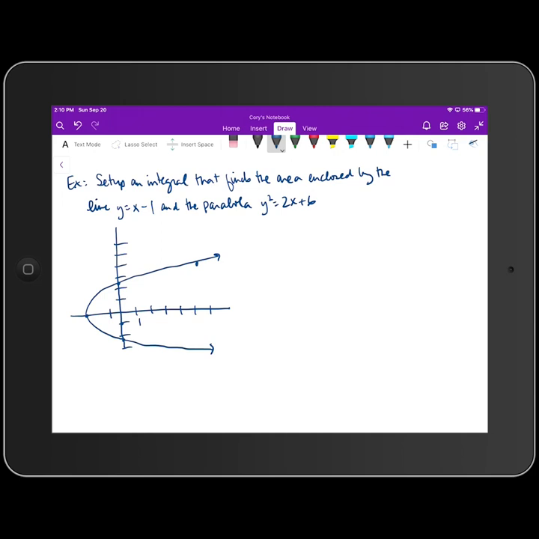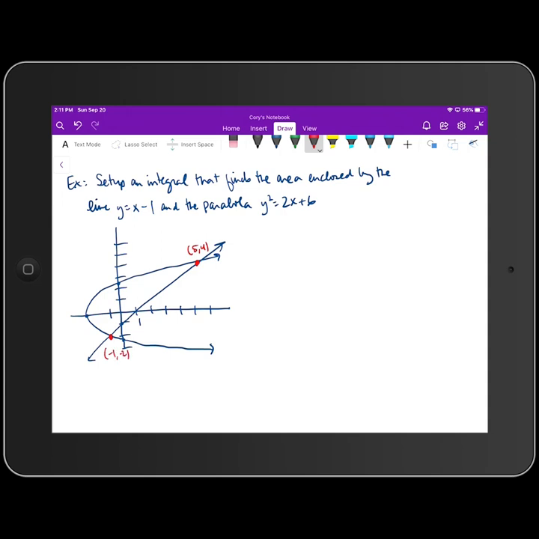Okay, and then we also have the line y is equal to x minus 1. So graphically, that's going to look like this. Okay, and our two intersection points occur here at the ordered pair (5, 4), and they also occur over here at the ordered pair (-1, -2).